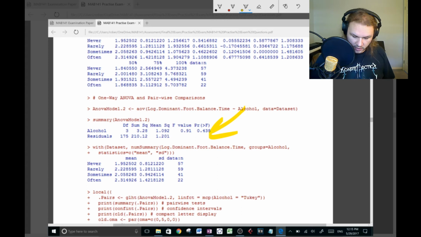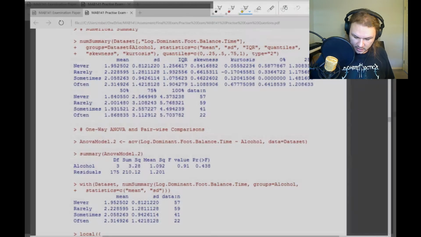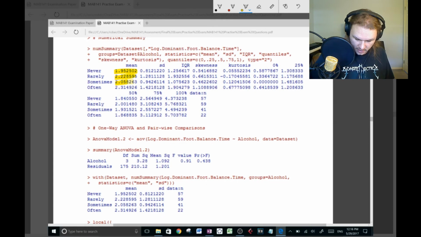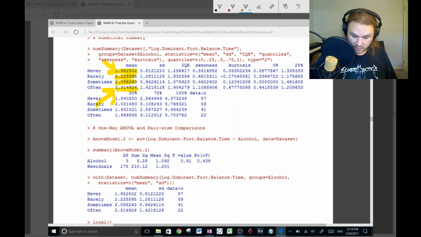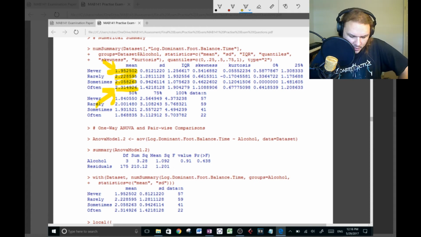The differences that we've seen, you can actually see them up here. These are the differences in the sample means. Yes, they're different. It looks as though, oh look, people who drink often have a much longer balance time. Maybe they're just more relaxed. People who never drink have a lower balance time, which is kind of against what you'd imagine. But they are different. But are they different enough? No, they're not different enough.